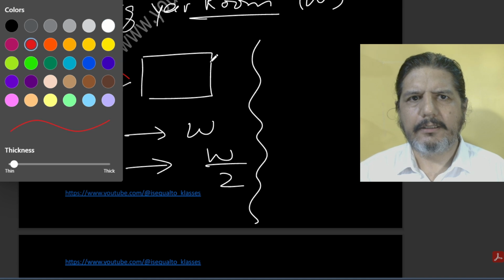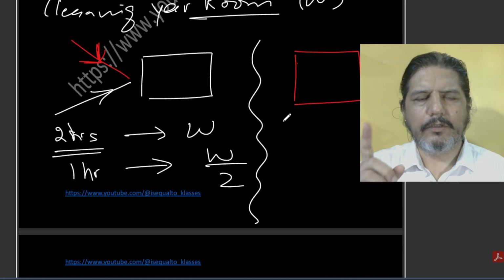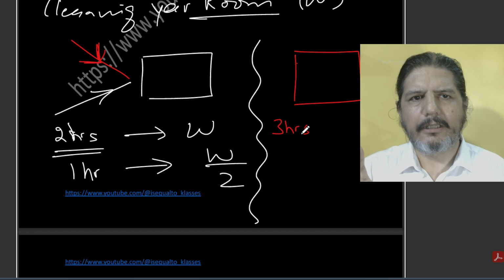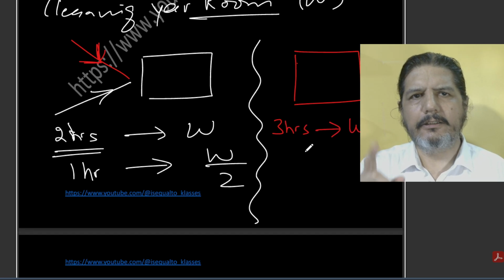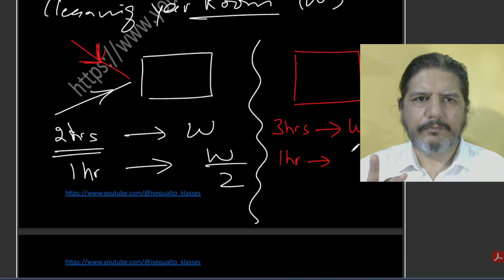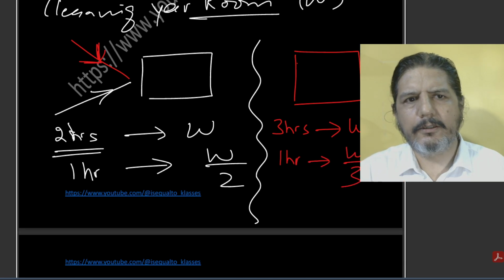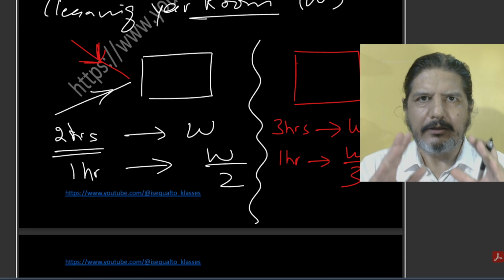Similarly, when we take the example of your younger sister, when she is working independently, she completes the work in 3 hours. In 1 hour, she would have finished W by 3 of the work. She would have finished 1/3 of the work. I hope it is making sense.